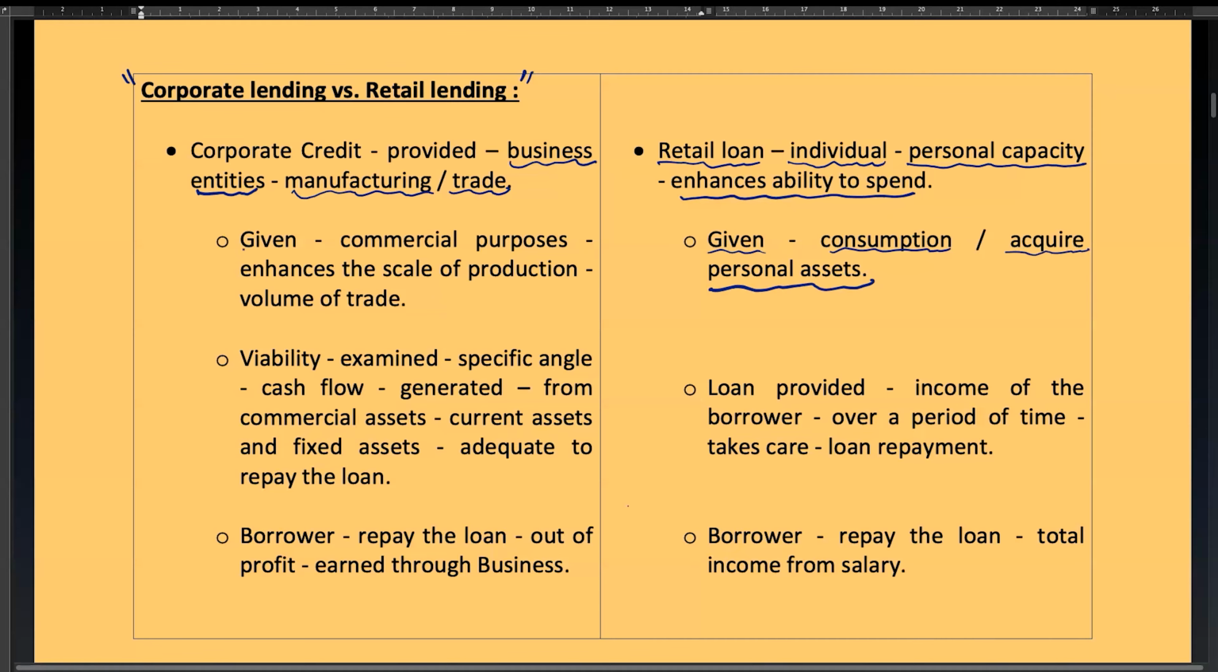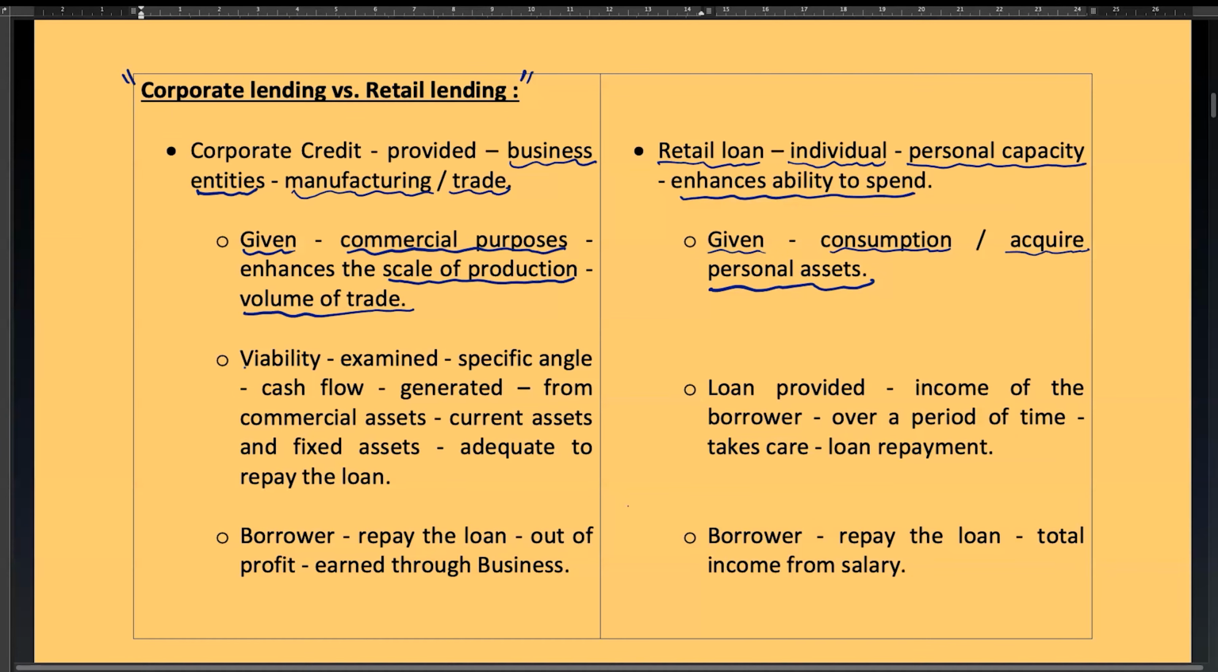But corporate loans are generally given for commercial purposes. So it will be put into business, and with that they'll enhance their scale of production. There will be an increase in volume of trade, and as a result there will be an increase in profits as well. So that's how corporate lending is looked at.